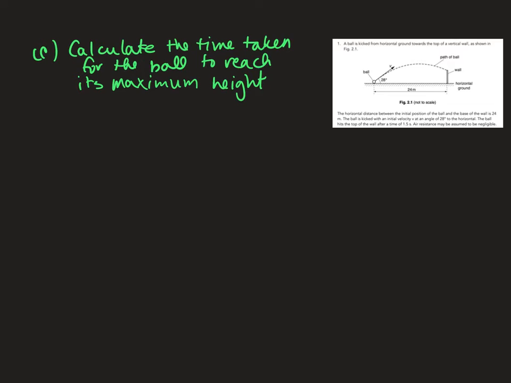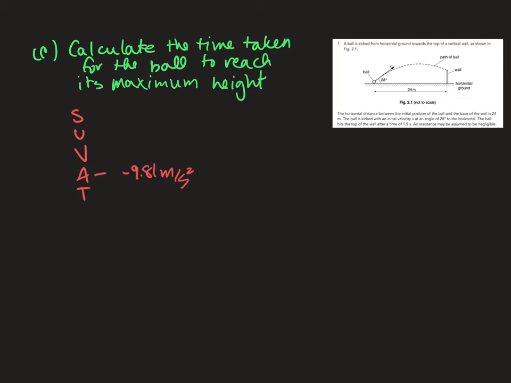And on to part C. Calculate the time taken for the ball to reach its maximum height. So again, this is vertical. That means I must be using acceleration in that direction. Okay, so I'm going to write my SUVAT to begin with. And let's think about all the different values we have. Since it's vertical, I know my acceleration is going to be negative 9.81 meters per second squared.